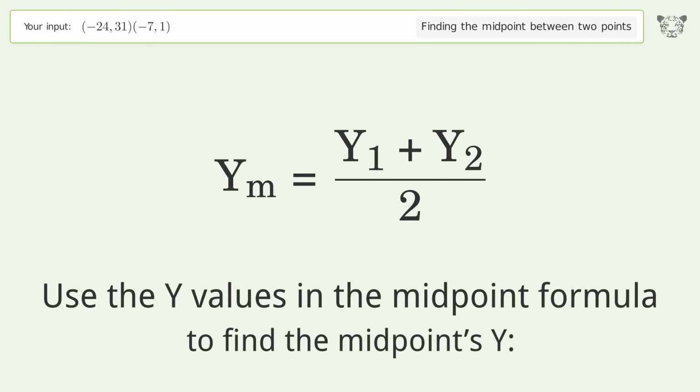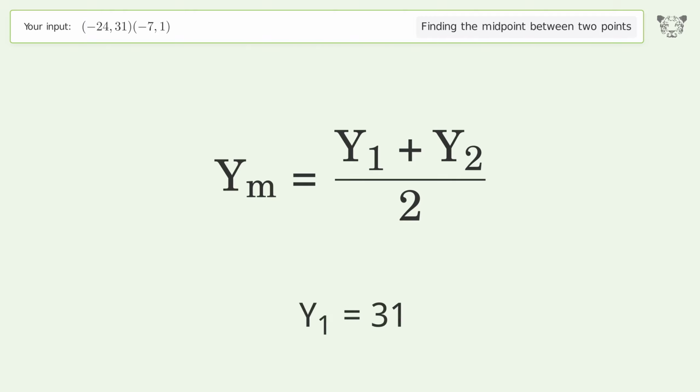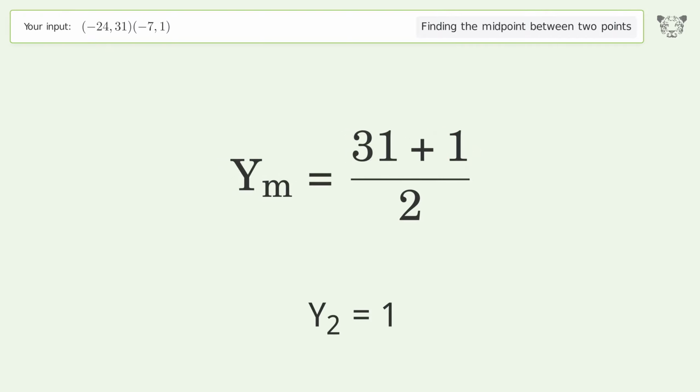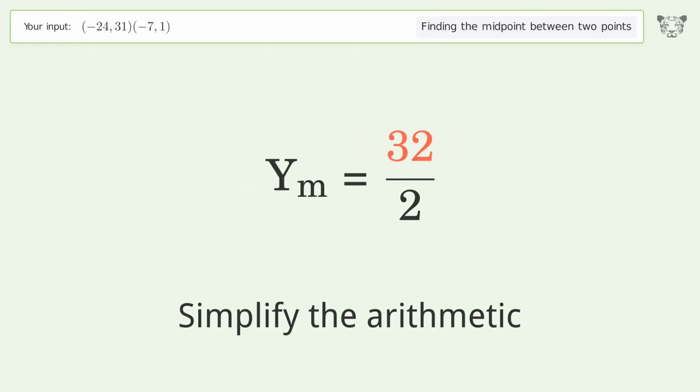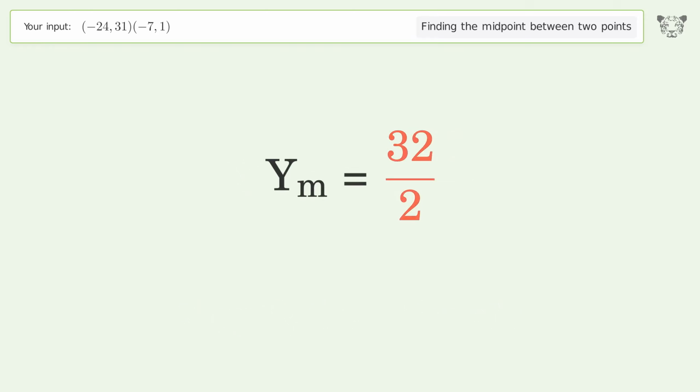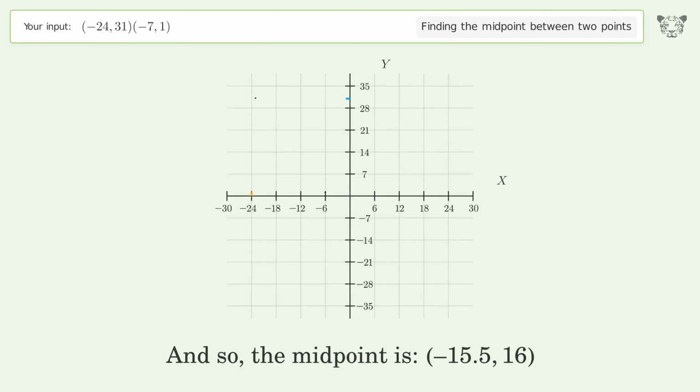Use the y values in the midpoint formula to find the midpoint's y. y1 equals 31. y2 equals 1. Simplify the arithmetic. And so, the midpoint is negative 15.5, 16.